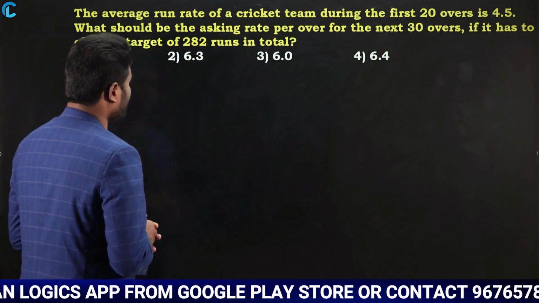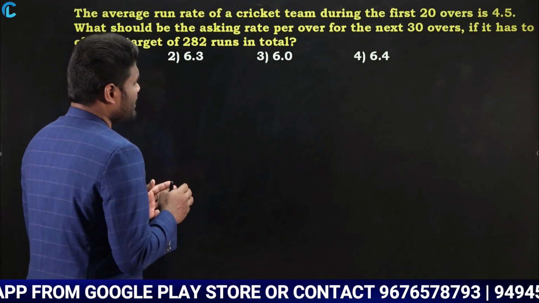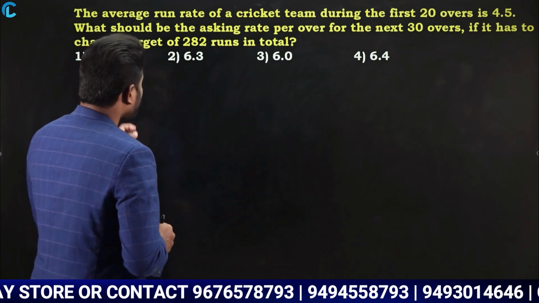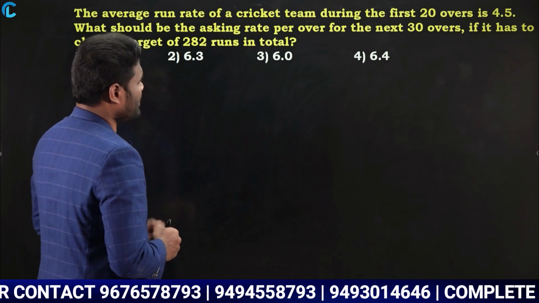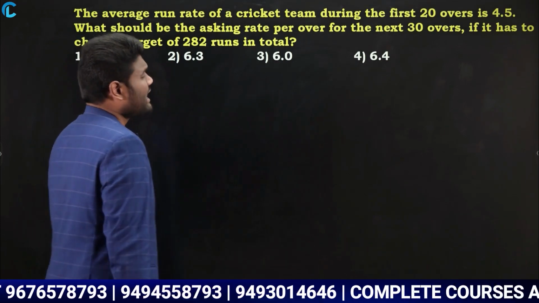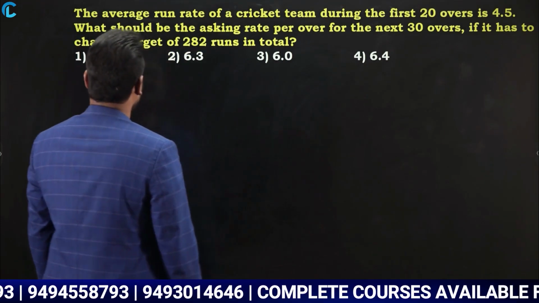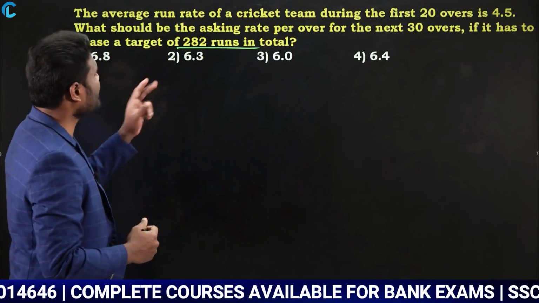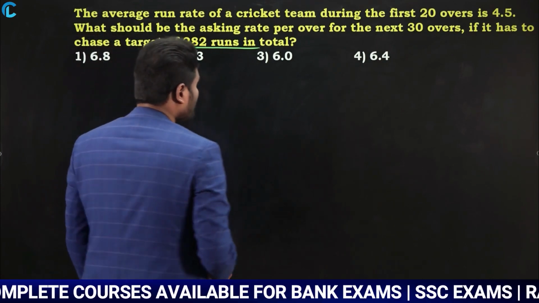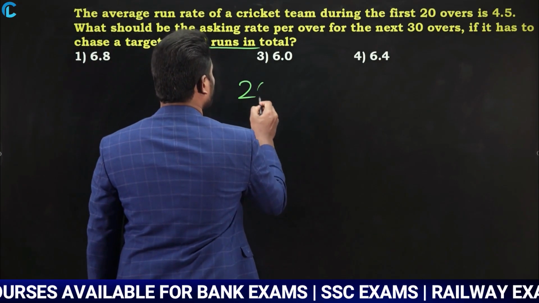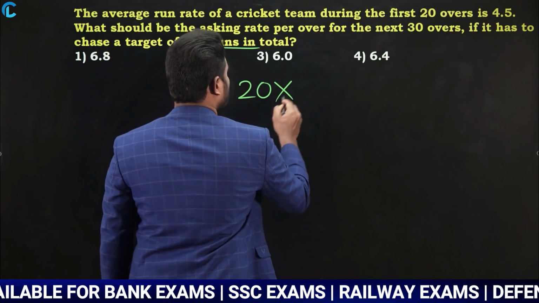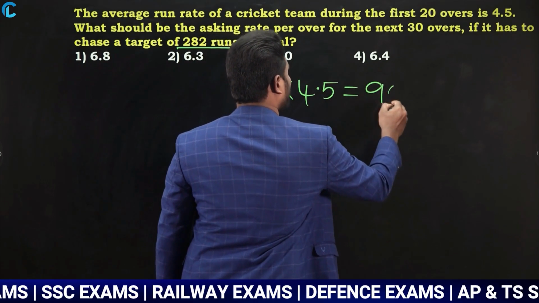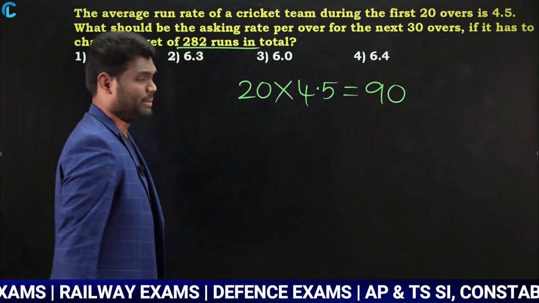The average run rate of a cricket team during the first 20 overs is 4.5. What should be the asking run rate per over for the next 30 overs if it has to chase a target of 282 runs in total? So total target is 282 runs. Out of that, it is said in the first 20 overs, run rate is 4.5, which means in the first 20 overs, 90 runs was completed.